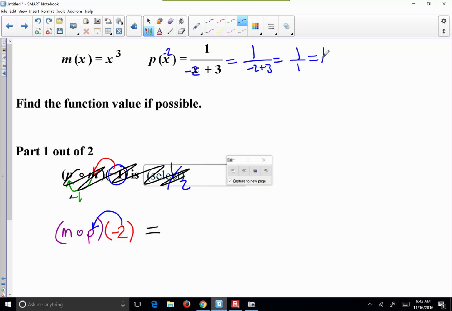1. Alright. 1 is coming out of P, entering into M. Enter it into M. It's 1. Answer is 1. It's that easy. Okay?